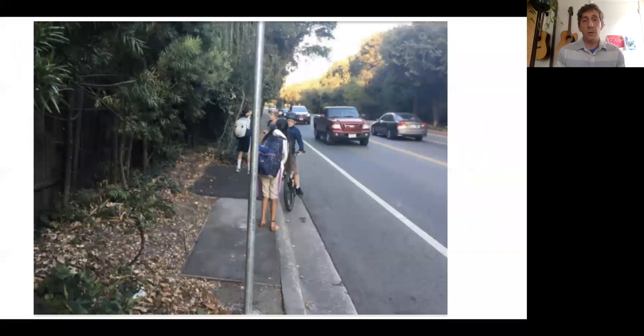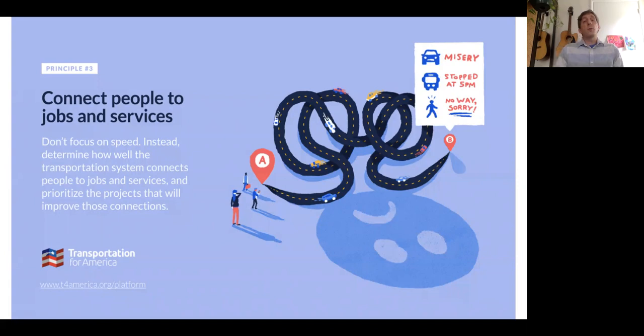Next slide, please. And last, our third principle is that we need to connect people to jobs and services, and make that the goal of our system, as opposed to congestion reduction. And on the next slide, we'll start talking about why that's important.